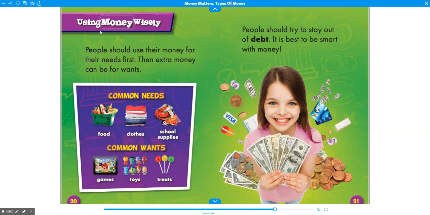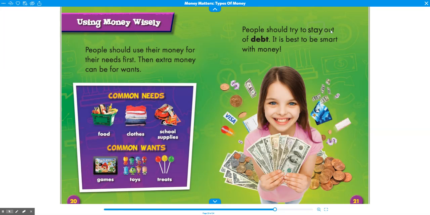Using money wisely. People should use their money for their needs first. Then extra money can be for wants. So we've already talked about needs and wants, but here are some things that you need to have. And then wants are things that it would be nice to have, but you can live without them.